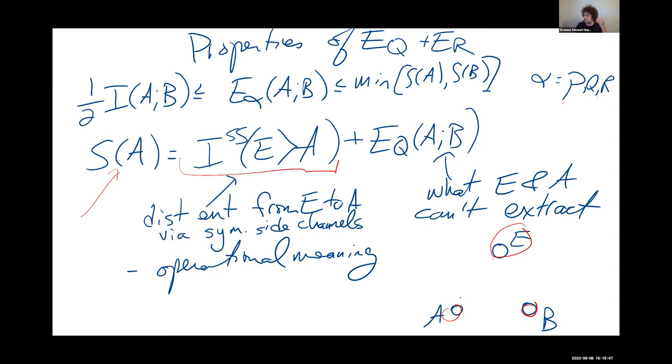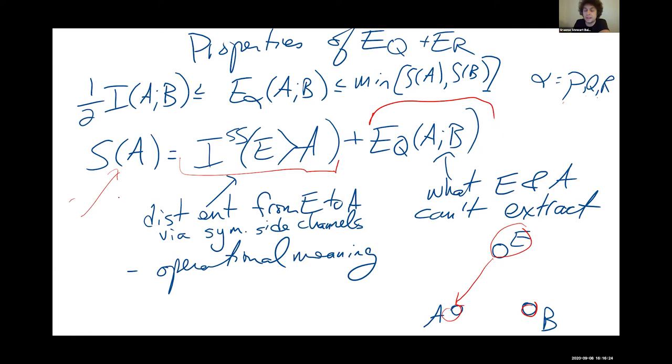And she has one tool with her. It's classical communication from Eve to Alice, but it's just a little bit more. It's something called a symmetric side channel. It's something that you can use to simulate classical communication, but it's a bit fancier. It gives Eve access to any isometry that is symmetric between its output and its environment. Anyway, the symmetric side channel assisted one-way distillable entanglement plus EQ just gives me the entropy of A.